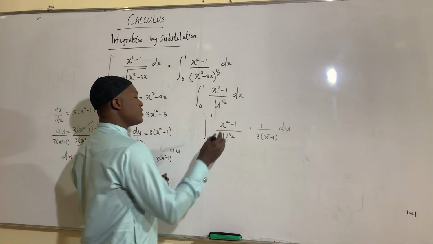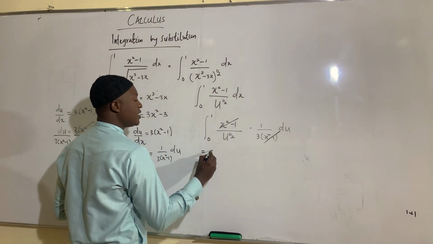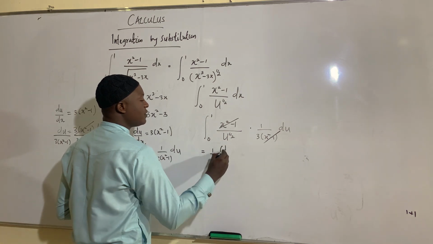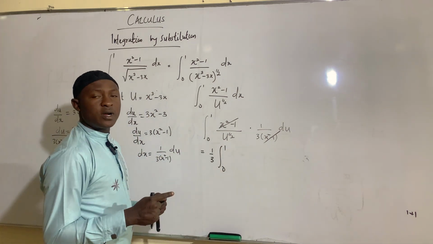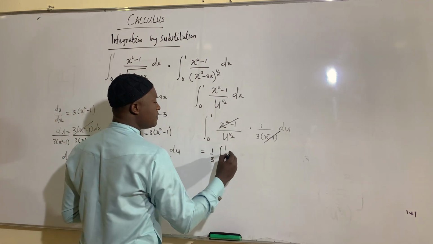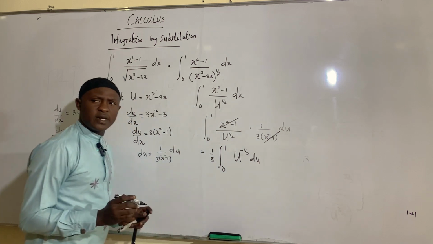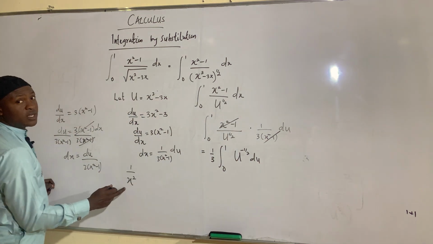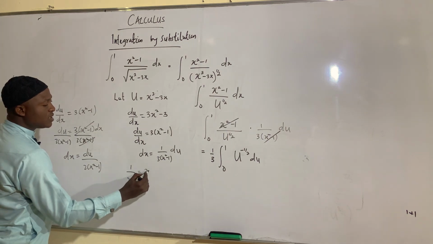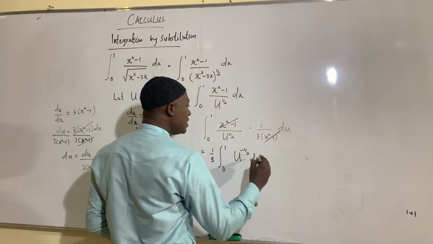You can see this is the same. This is 1 over 3. I can factor it out here. I can have 1 over 3 integral from 1 to 0. Then what we have here is 1 over u raised to the power of half. If I change that to fractions, it's going to be u raised to the power of minus 1 over 2 du. I hope you get that right. Like from this law, if I have 1 over x squared in indices, this is nothing but x raised to the power of minus 2.